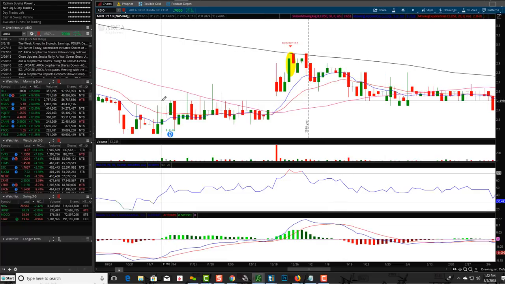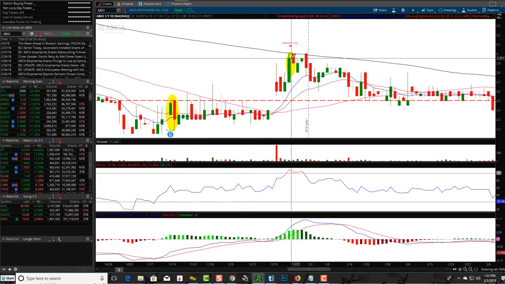Look over here. Here's one right here. Look at this drawing where you can see, boom, look at that. That's a tweezer top right there. Perfect kind of flat top. Stock made too high, this candle right here can't break this high, but this candle is obviously bigger than this candle. Doesn't mean it's not a tweezer top.